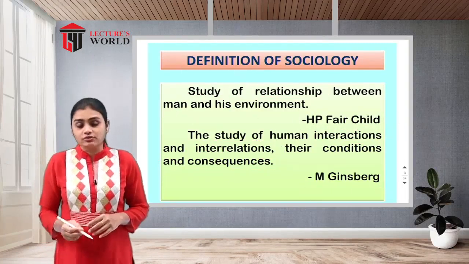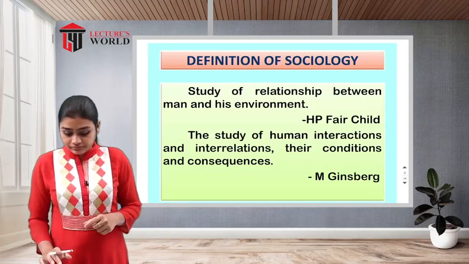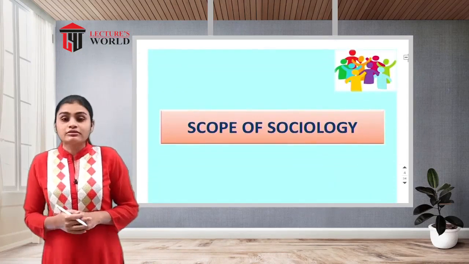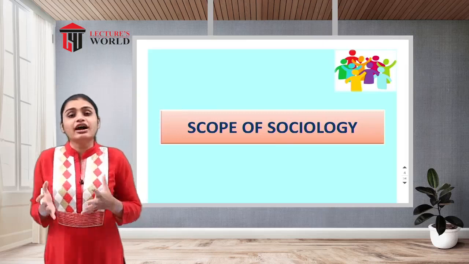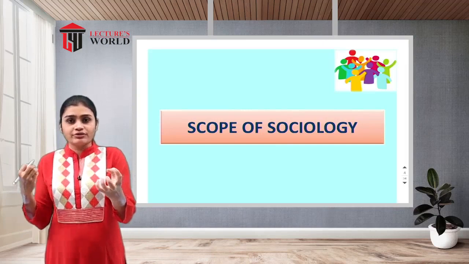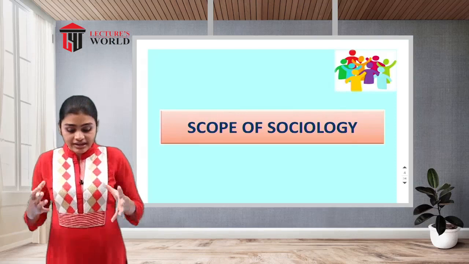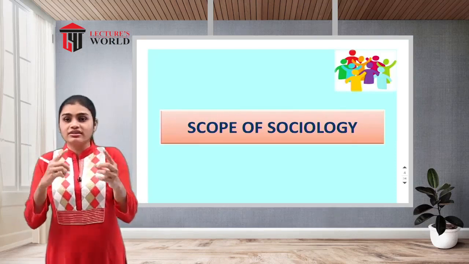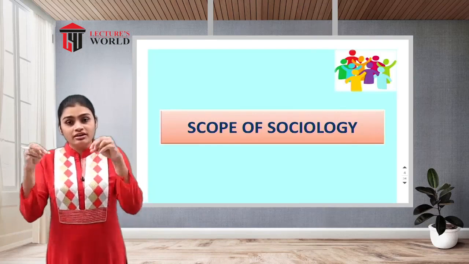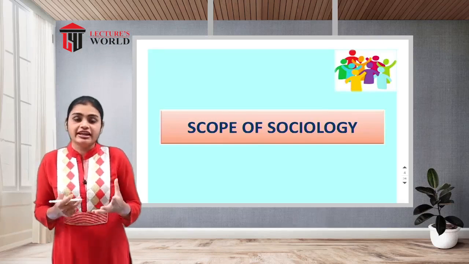The definition of sociology is clear now. Let's see another thing, that is the scope of sociology. That means the area of sociology, the area where we are going to learn or implement the study of sociology, or the science of society. We can say the boundary or the limitations, the conditions in which we are studying sociology. That is called the scope of sociology.